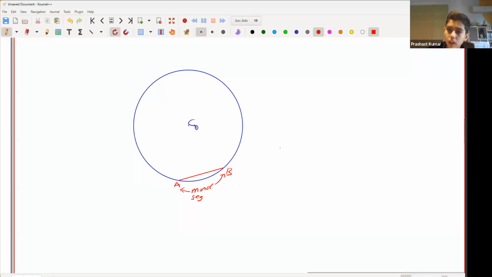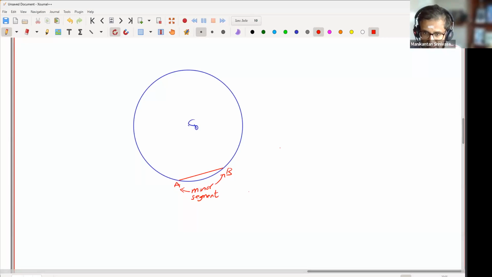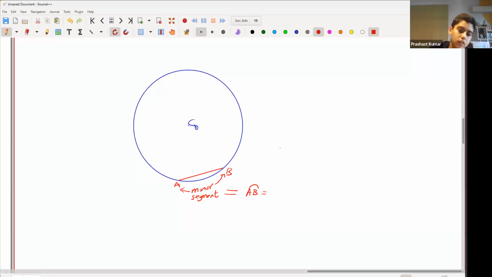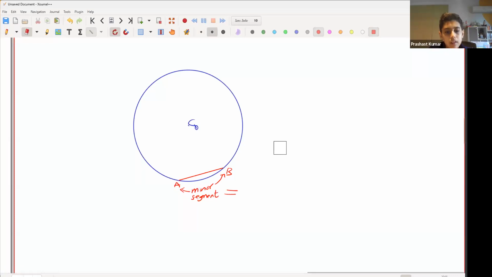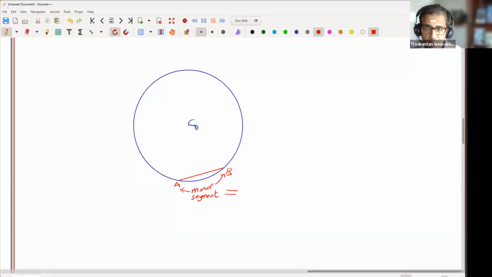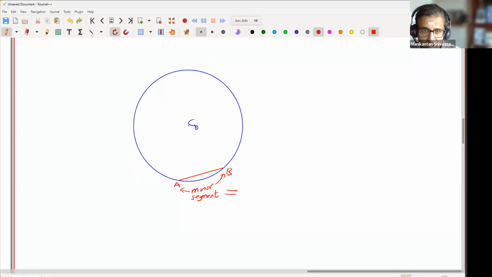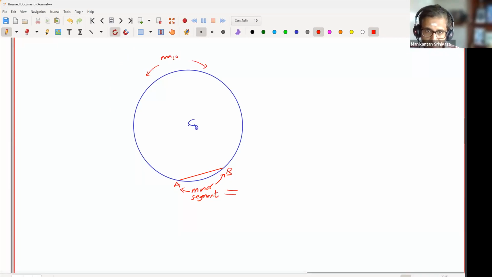I thought it's called a chord. AB is a chord, but this AB is a minor segment. So the arc portion of it is called the minor segment, and the other bigger portion is called the major segment. So this portion, which looks very ugly, I don't want to draw that. So the entire portion from here all the way till here, that's the major segment.